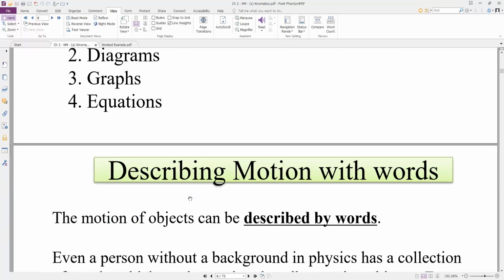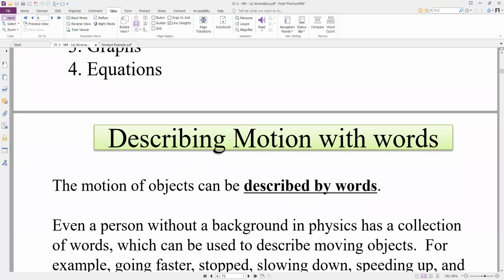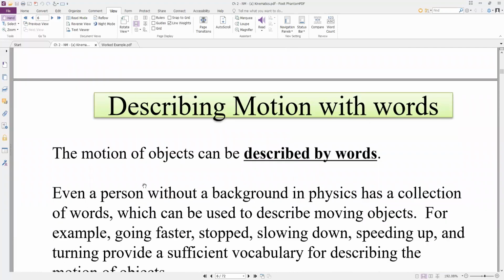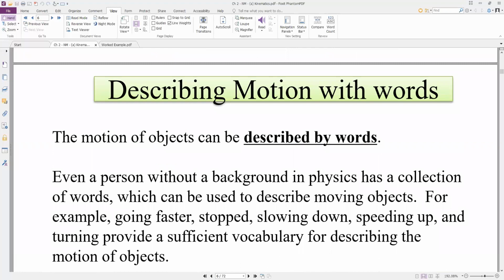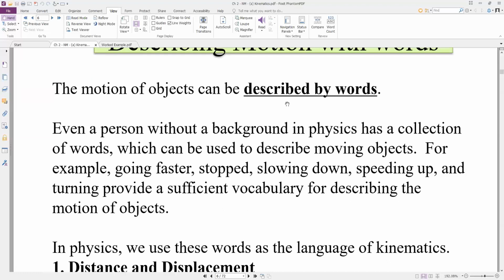Describing motions with words. The motions of an object can be described by words. Even a person without a background in physics has a collection of words which can be used to describe a moving object. For example, words like going faster, stopped, slowing down, speeding up, and turning provide a sufficient vocabulary for describing the motion of objects. This is what is meant by describing with words.